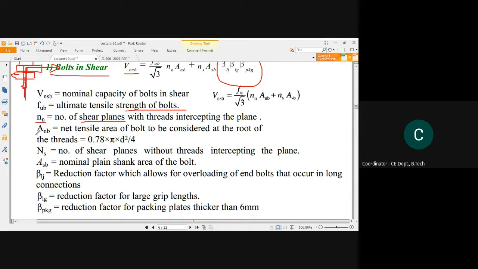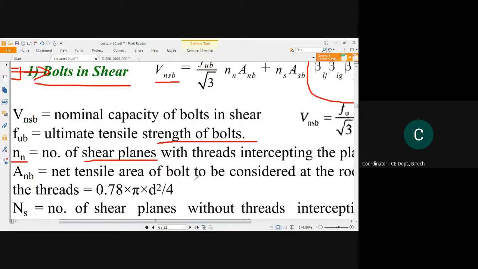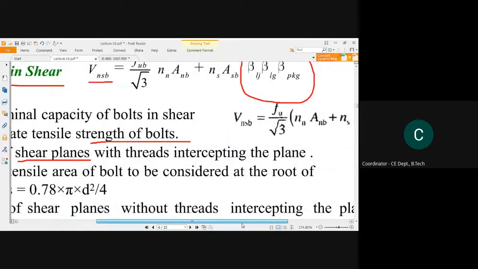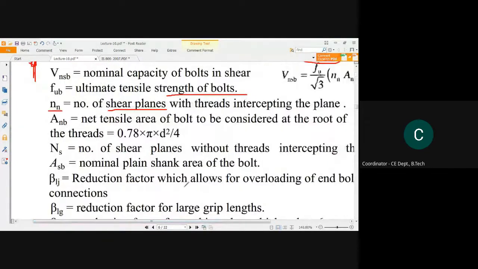Next, see, this is A N B. What does A and B represent? It says that net tensile area of bolt to be considered at the root of the threads. See, root of the threads means net tensile area. Net tensile area is net and gross. You need to differentiate between these two terminologies. Gross will always be the total.